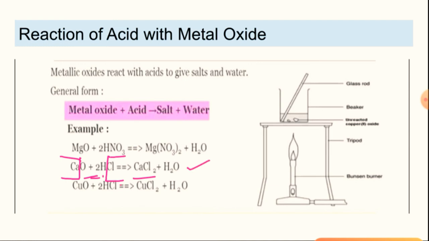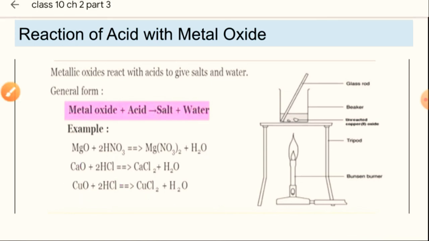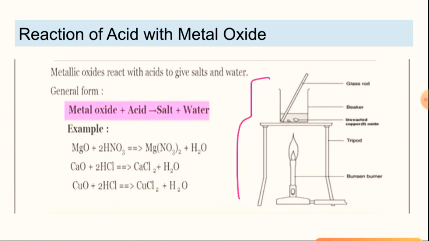Okay, if we have some other type, for example copper oxide, then copper from the base and chlorine from the acid will react together to form copper chloride, and water will be a byproduct. Okay, so this is how we can write the chemical reactions. Here we could also be given a diagram, so let's understand with the diagram also.